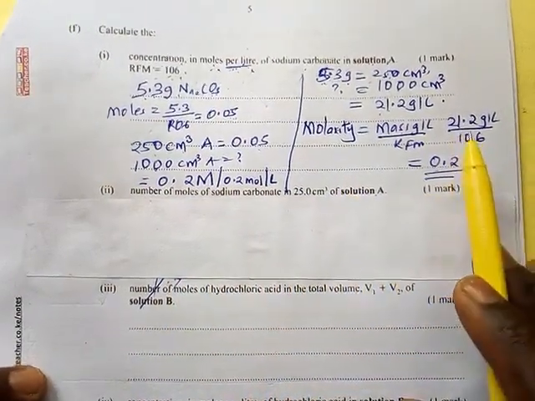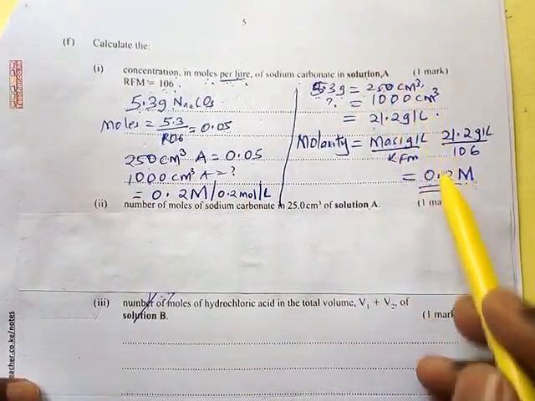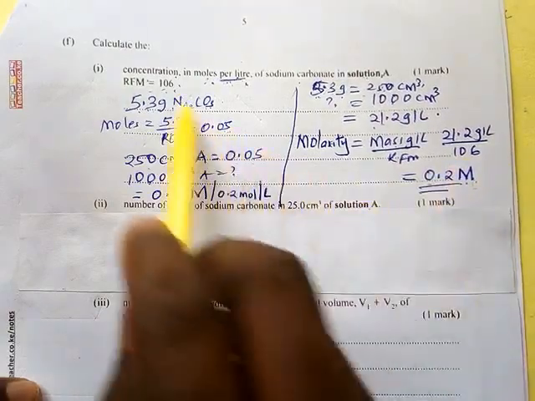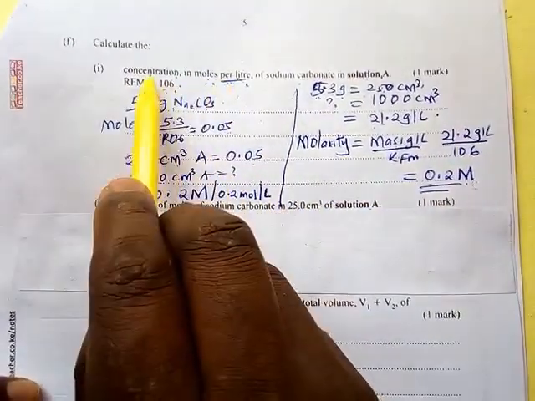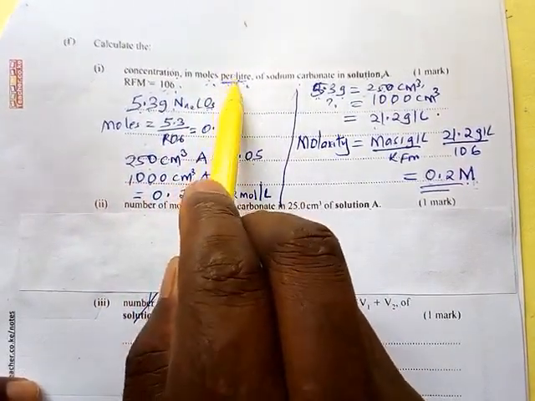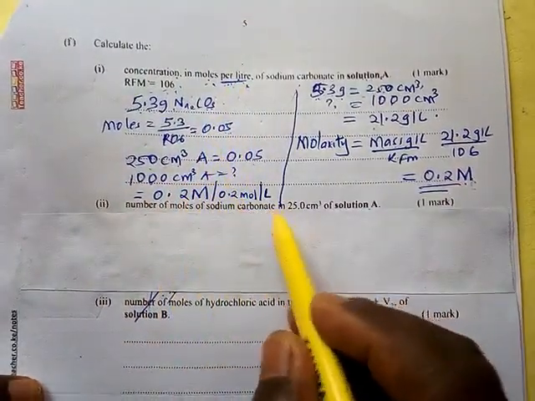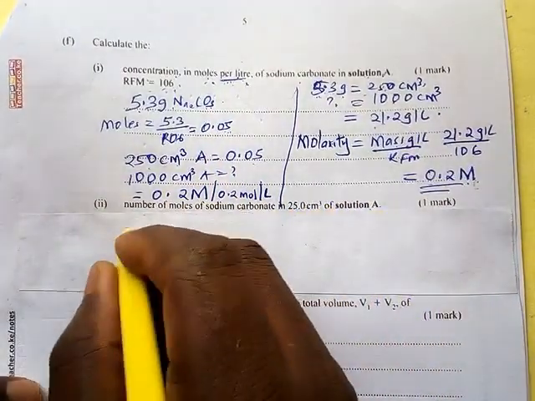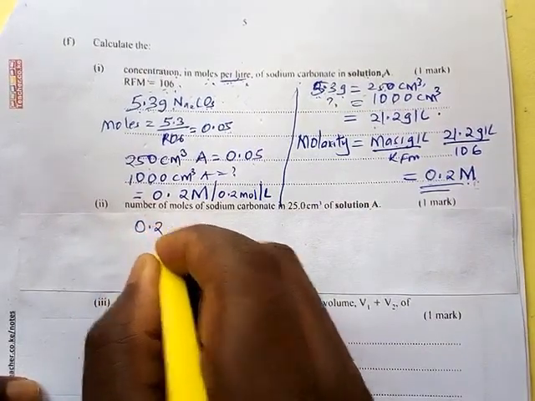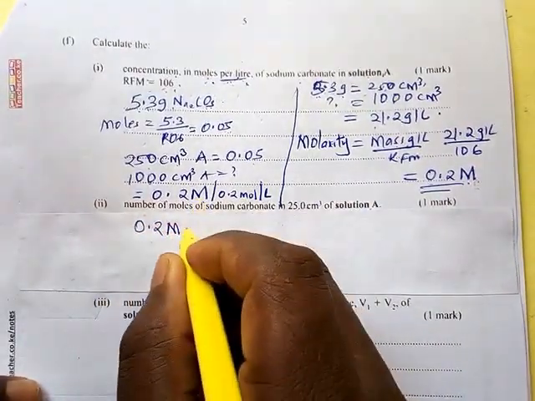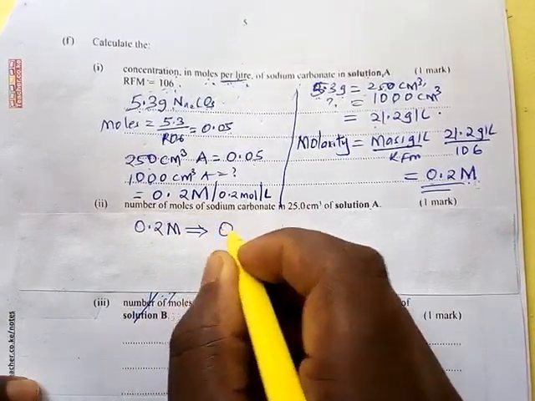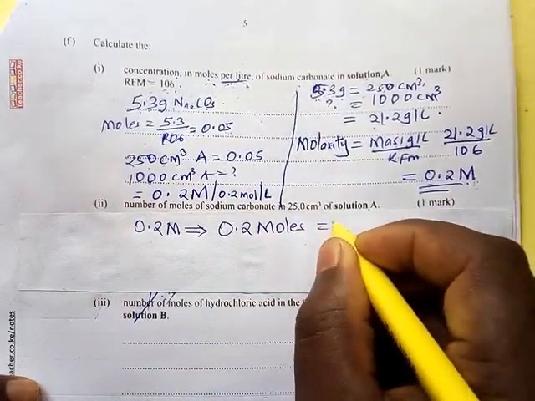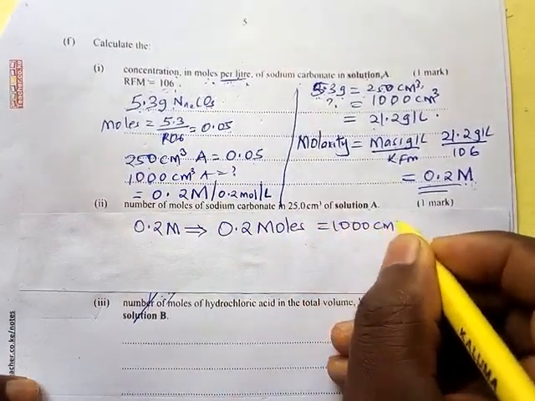Now we have the number of moles of solution A in 1,000, because this is molarity. Concentration per liter, remember, is the number of moles in 1,000. A liter is 1,000 centimeters cube. Now, what will be the number of moles in 25 centimeters cube of solution A? So we say that 0.2 capital M actually means that 0.2 is the number of moles in 1,000 centimeters cube.